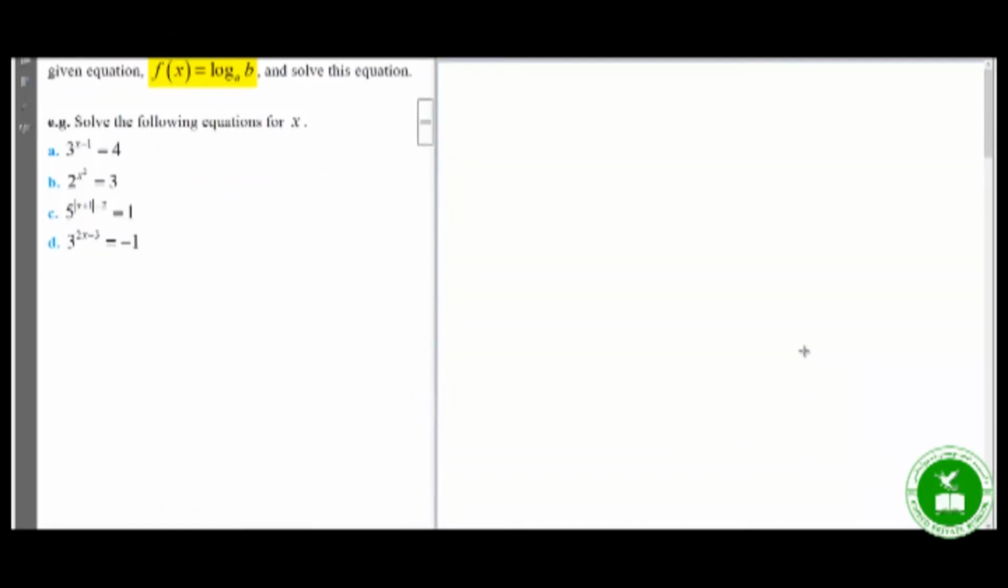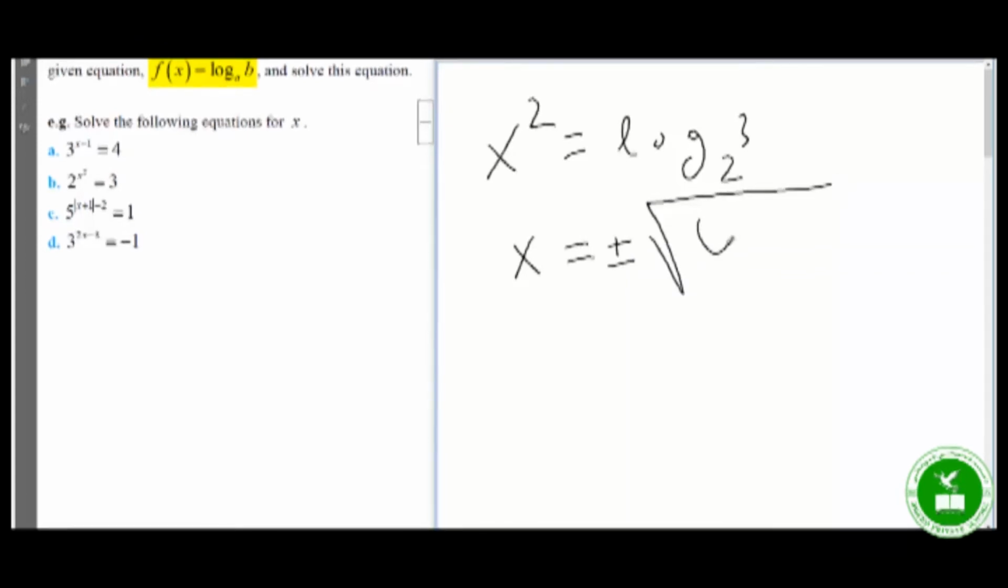Next example, as you see on the screen, 2 to the power of x squared is equal to 3. So we use the same method in here. x squared is equal to logarithm of 3 to base 2. If we want to find x, we should take the square root of both sides. So x will be equal to plus or minus, because it has two different values, positive and negative, the square root of logarithm of 3 to base 2.